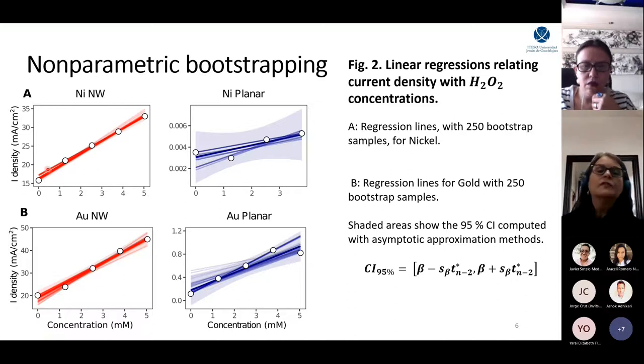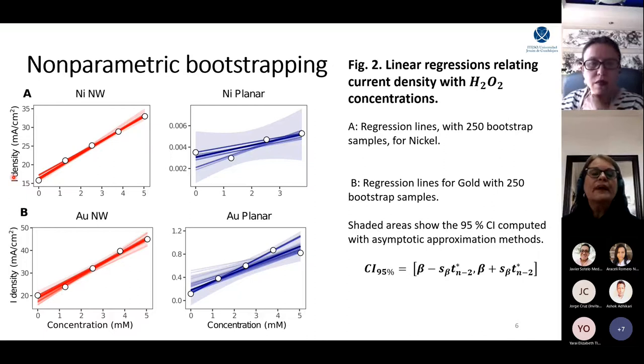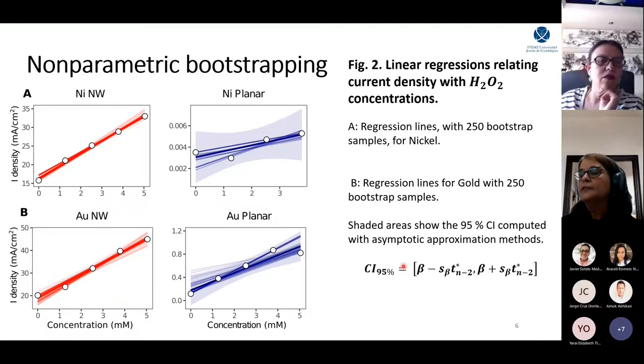And here it also shows the regression lines computed with 250 resamples from the original data for both classes of sensors, nanowires and planars, and two different metals, nickel and gold. The shaded areas show the 95% confidence intervals computed with an asymptotic approximation based on the test statistic, with the expression of the following equation.